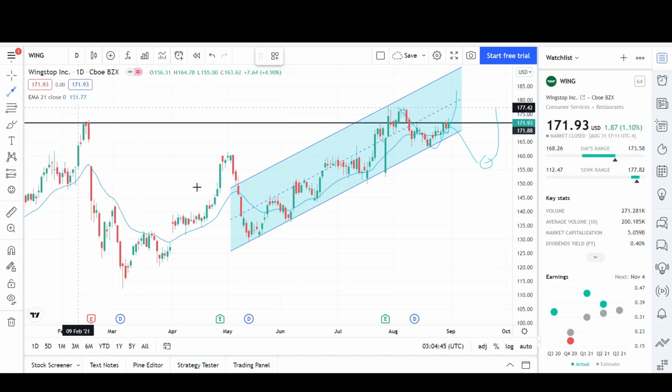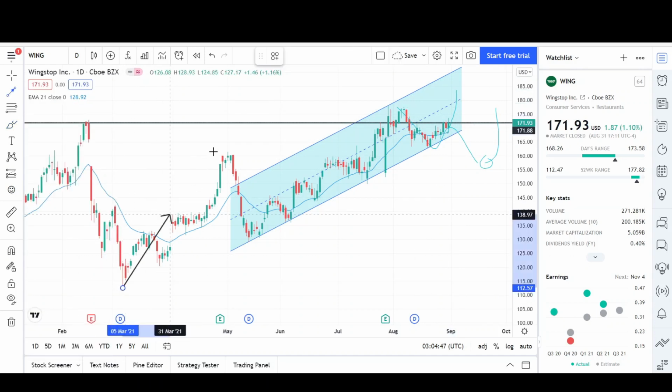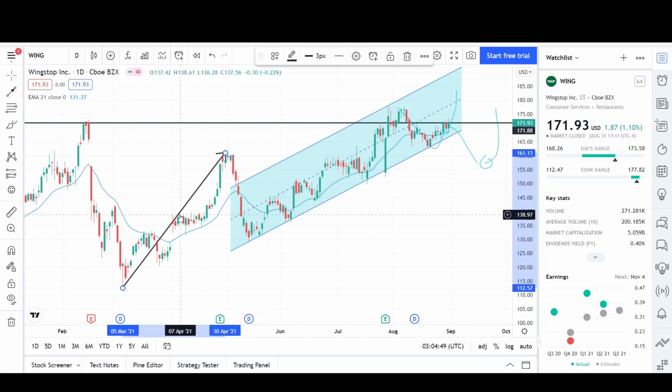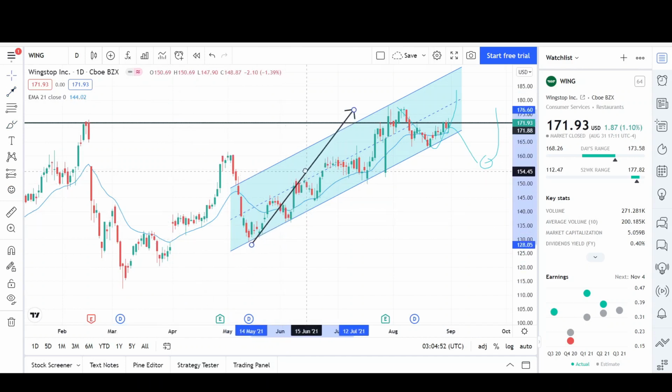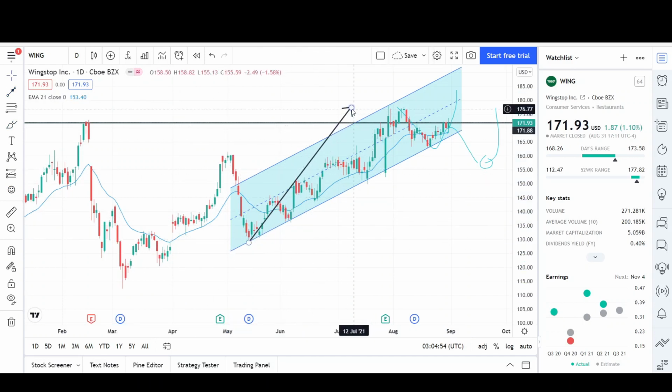Also, I see that price made two legs up, so that's not a good sign either. You can see here, this is the first leg up, and then price made that second leg up, and that's right where price sold off. Pretty much it was a perfect measured move.